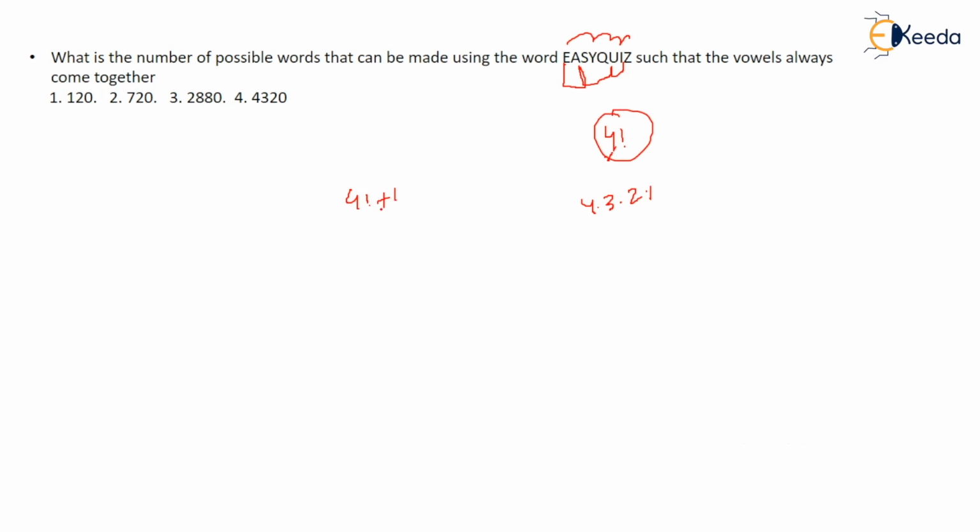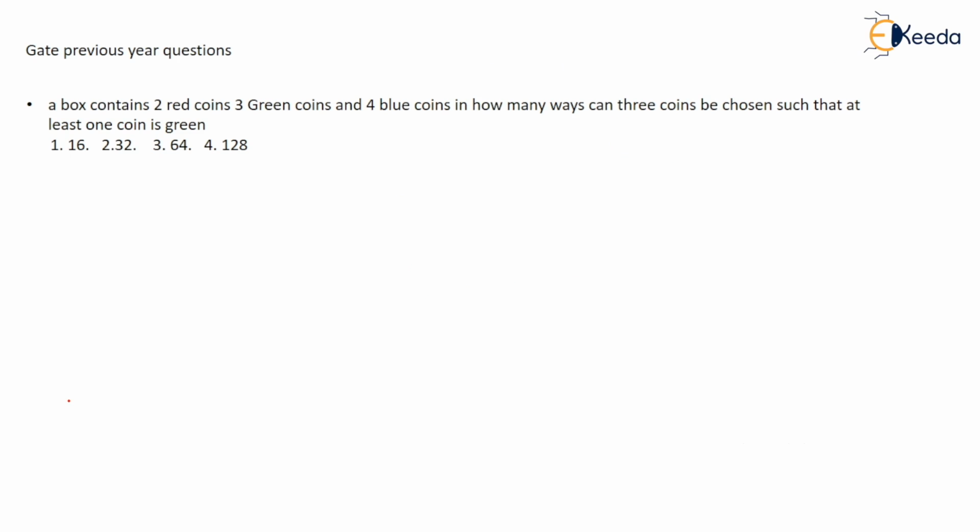So 4 plus 1 means what? 5, because these 4 can arrange themselves but they should be together. So now these are one unit, and this one unit should always be together with the other four non-vowels. So 5 factorial, 5 factorial means 120, into 4 factorial. 4 factorial means 24. If you multiply this, it comes out to be 2880. Option number 3 is the right answer.